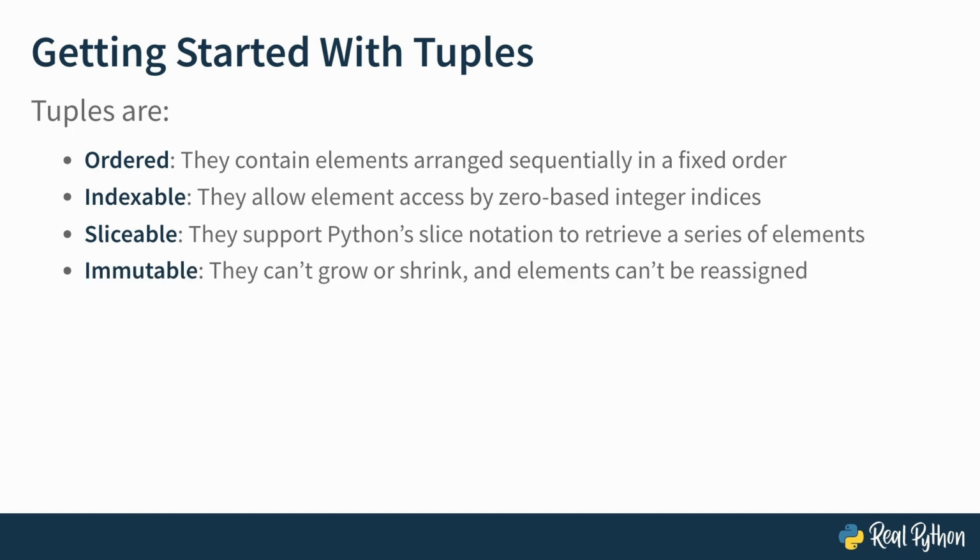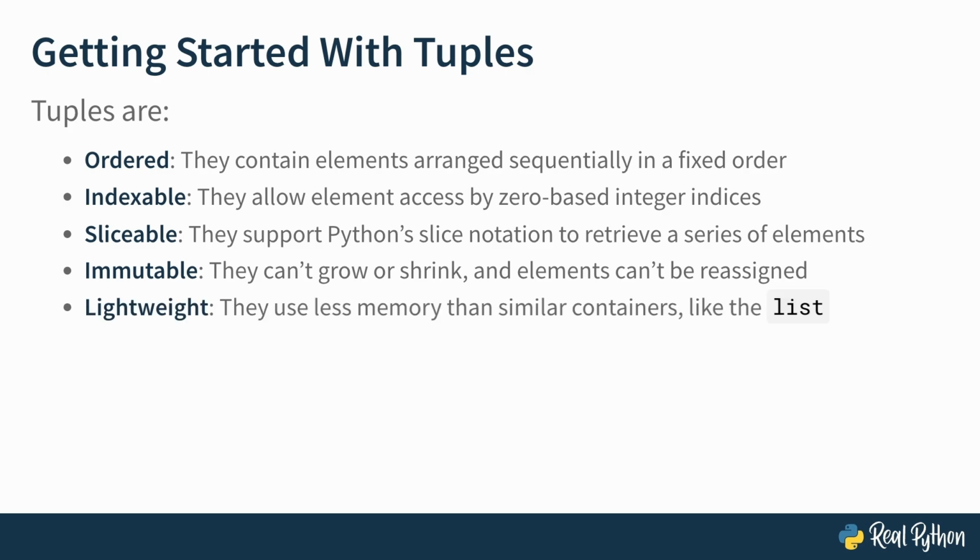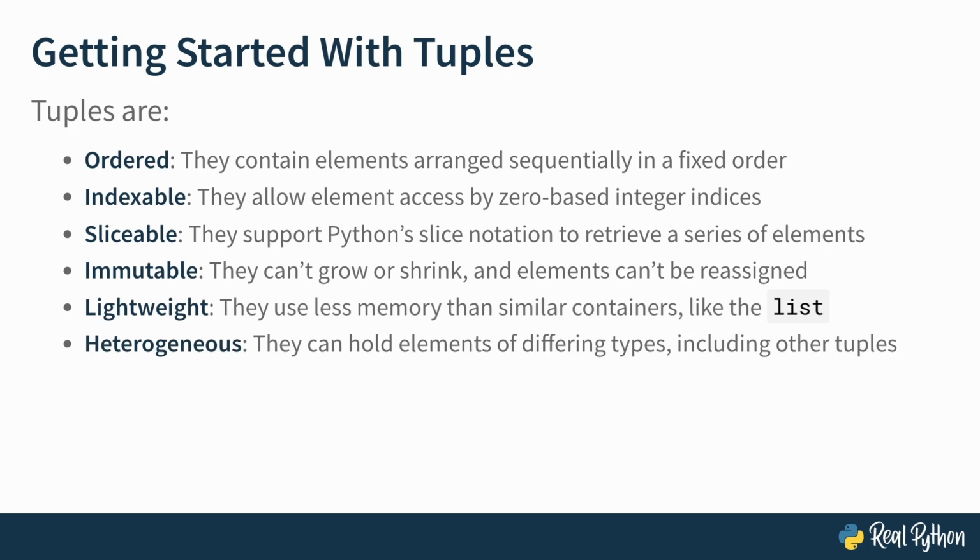Tuples are immutable, meaning they cannot grow or shrink, and elements cannot be reassigned. But as you'll see in a future lesson, this doesn't mean that tuples will always hold the same data. Because they're unchanging, they're able to be optimized to use less memory. This makes tuples lightweight. They're heterogeneous, meaning they can hold elements of differing types, including other tuples.